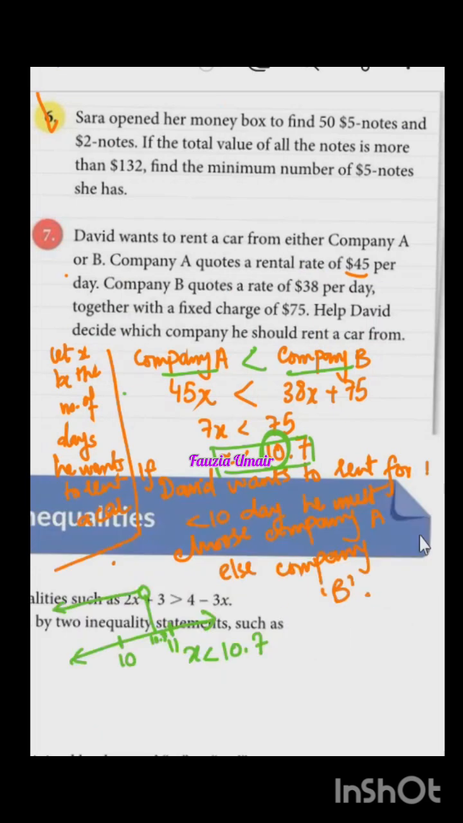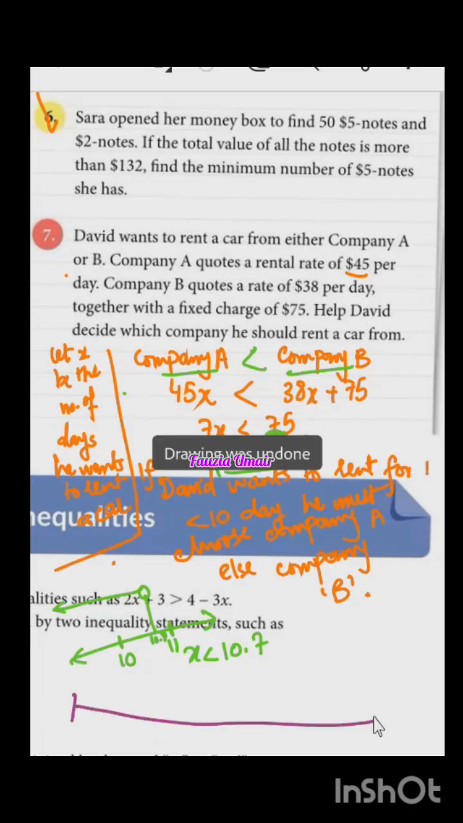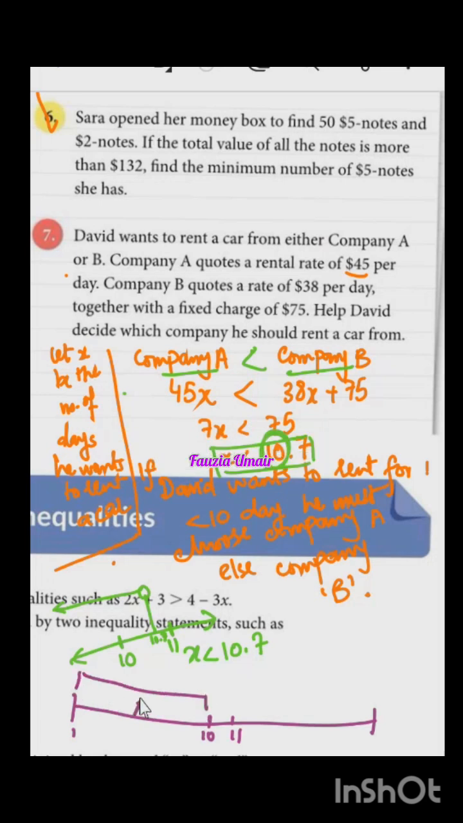Sorry, ignore it. We gave David this decision: if you have to rent from 1 to 10 days, you should rent from company A. So if you want to rent from 1 till 10, you should choose company A. As soon as you go from 11 till an infinite number of days, you should choose company B. That is the decision we made.